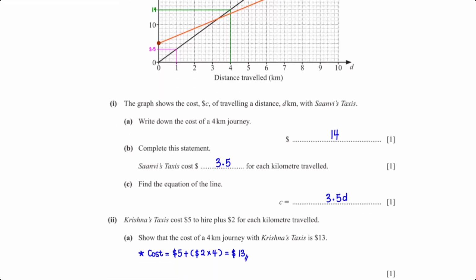Krishna's taxis cost $5 to hire plus $2 for each kilometer traveled. Show that the cost of a 4-kilometer journey with Krishna's taxis is $13. The cost of the journey is equal to the cost of hiring the taxi, which is $5, plus the cost of traveling 4 kilometers, which is $2 times 4. This gives us $13.